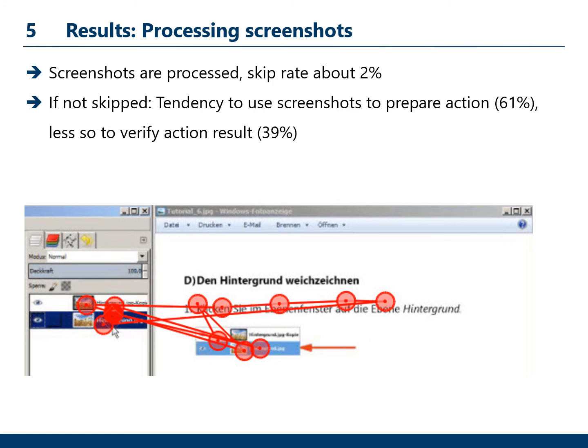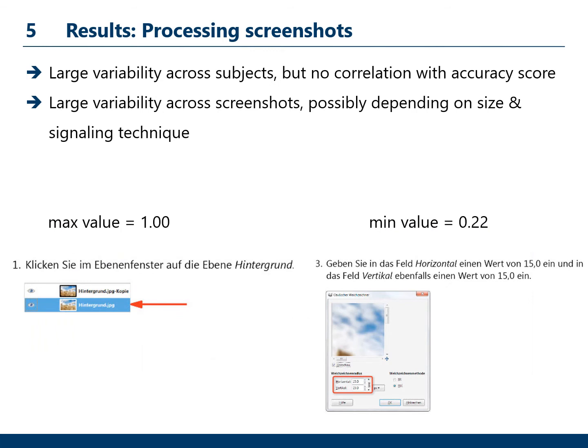Other screenshots tended to be processed after the action was completed, that is, to verify the results. We noticed there was large variability regarding the screenshot usage pattern across subjects. There was also large variability across screenshots, with some screenshots processed always to plan and prepare action execution, and others most often to verify the result. It seems that design factors such as screenshot size and in particular the signaling technique do have an impact here.